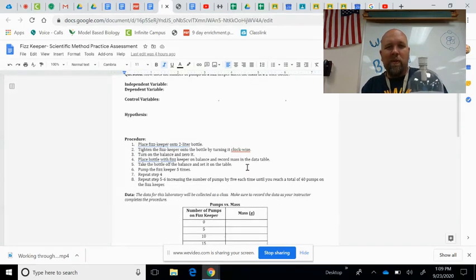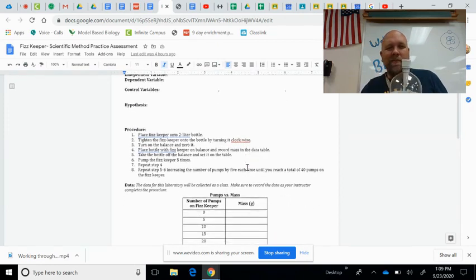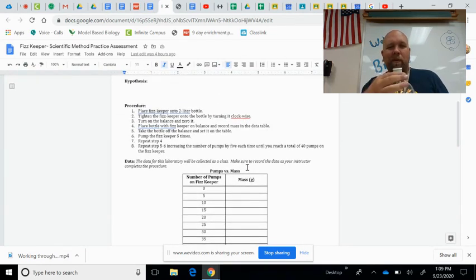Okay, the procedure. Place the Fizz Keeper onto a 2-liter bottle. I just did that. Tighten the Fizz Keeper onto the bottle by turning it clockwise. Turn on the balance and zero it. So I'm going to turn on the balance and zero it, so that the numbers go to 0 before I weigh the bottle the first time. And it should be set. Yep, it is set and zeroed.